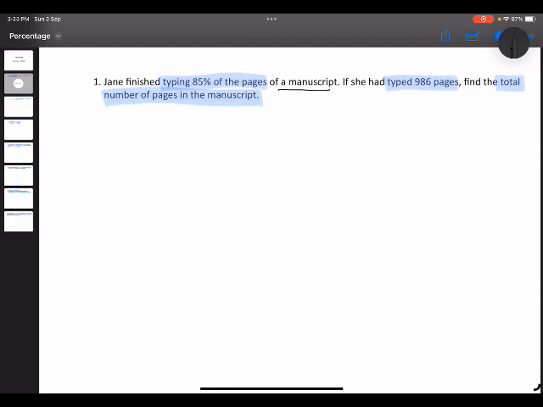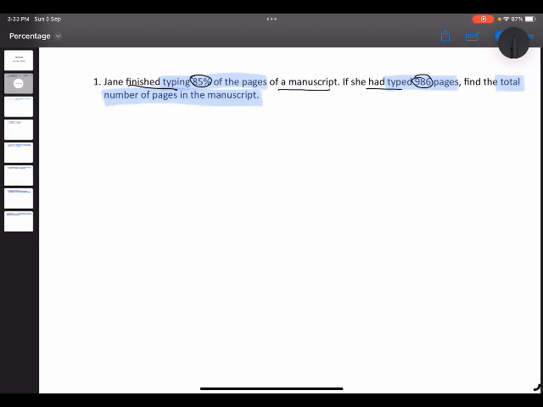So, what does this tell from the question? It tells that 85% of the pages represents 986, because she said finished typing and typed. Find the total number of pages in the manuscript. So what do you think is the total number of pages in the manuscript?